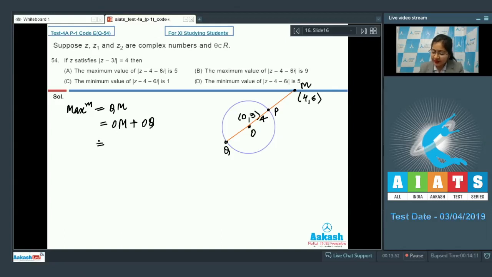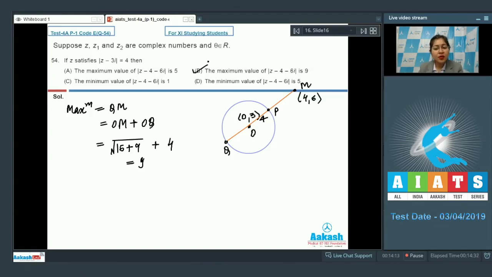Now OM can directly be found by the distance formula, that is under root of (4 minus 0) whole square, that is 16, plus (6 minus 3) whole square, that is 9, plus OQ, that is the radius of the given circle, that is 4. So this is equal to 5 plus 4, that is 9. Hence the maximum value is 9. That is, the correct answer is option number B.